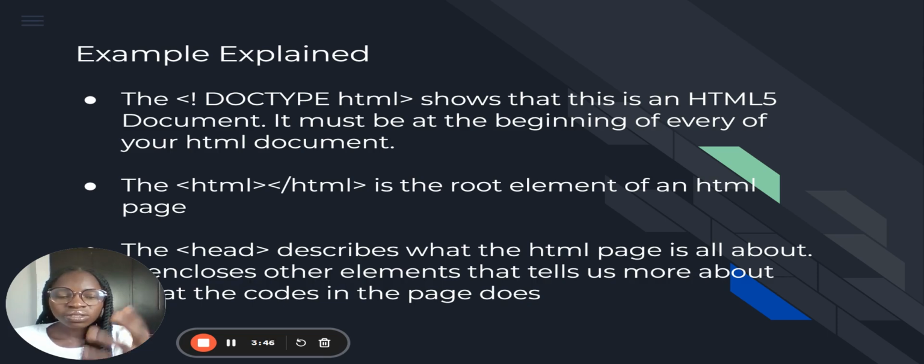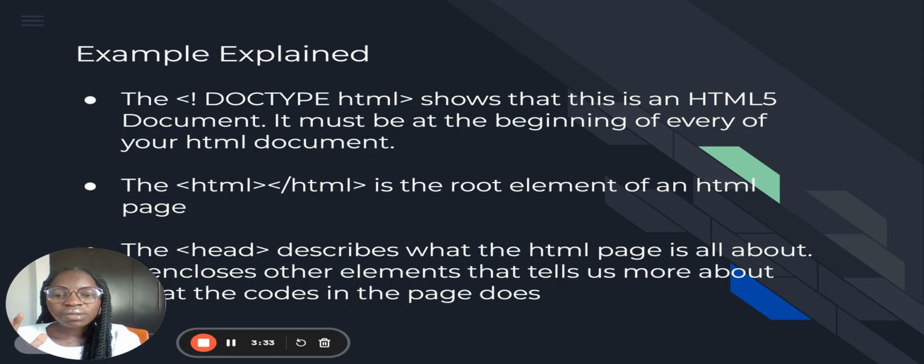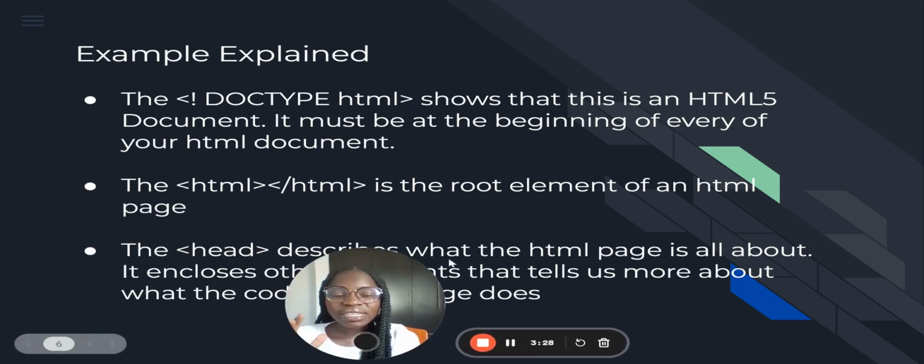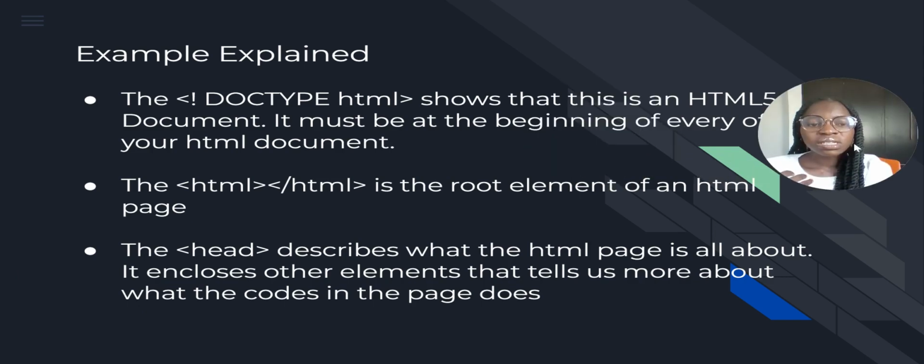Like I mentioned, the doctype shows that this is an HTML document and it must be at the beginning of the HTML document, and then the HTML itself is the root element. And then the head describes what the HTML is all about. It encloses other elements that tell us more about what the code in the page does.